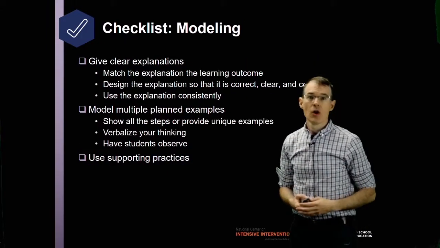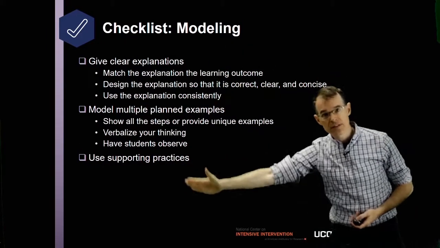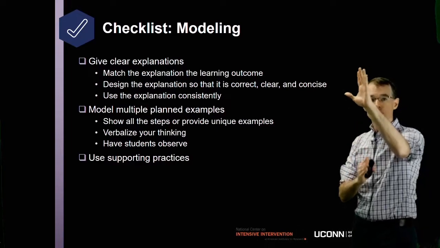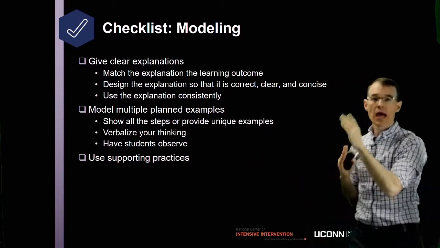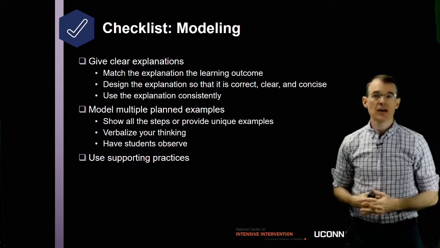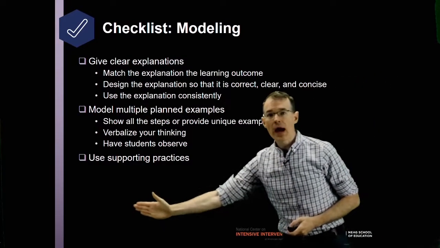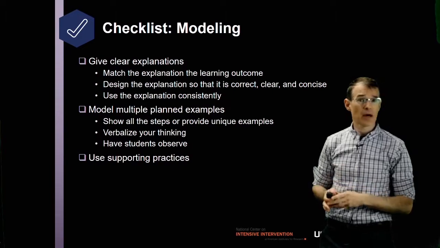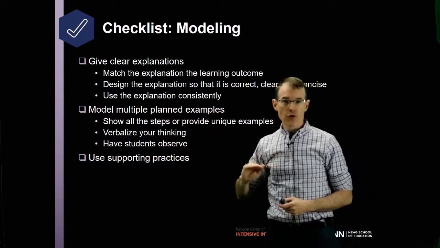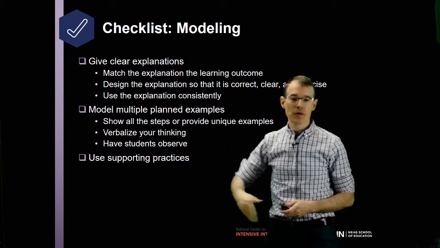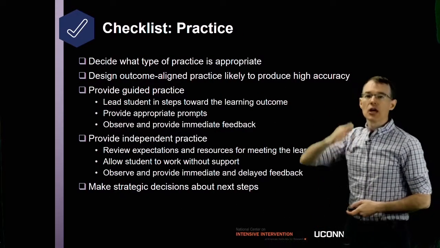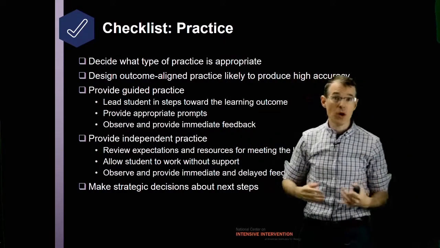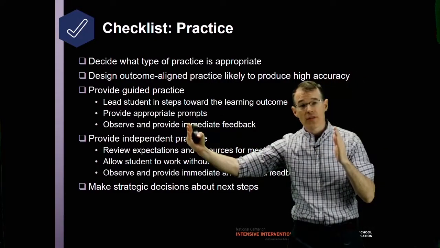a clear objective. We also talked about the importance of modeling, and we've given some examples of how to give clear explanations and how to model multiple planned examples. And you should, at this point, have an understanding of what makes for a clear explanation and what makes for a good set of planned examples. And of course, throughout that process, you're going to use the supporting practices. Again, the description of how those work is in the next module. So you can focus on things at the top for yourself at this point. Later, we'll talk about how to incorporate these. And finally, practice. Throughout the practice component, you need to think about which type of practice you need. Sometimes it's guided, sometimes independent, sometimes it's both. And sometimes the length of one is short and the length of the other is long, and so on.